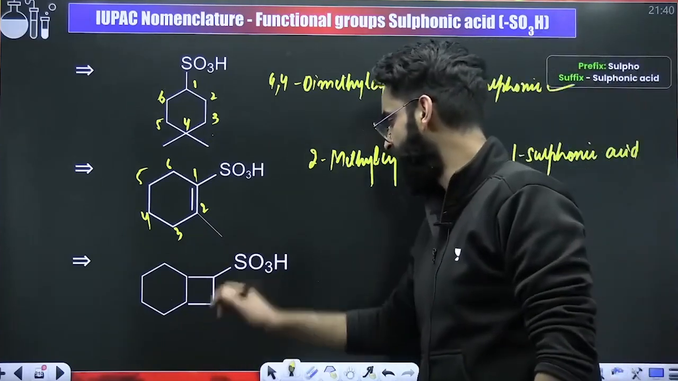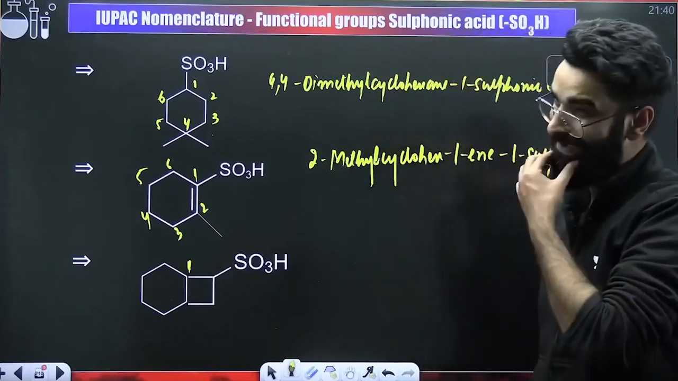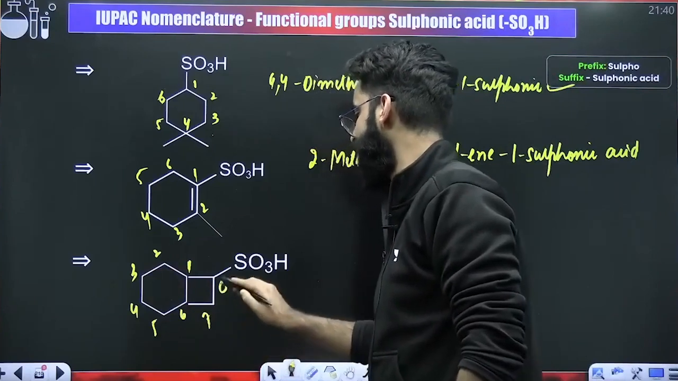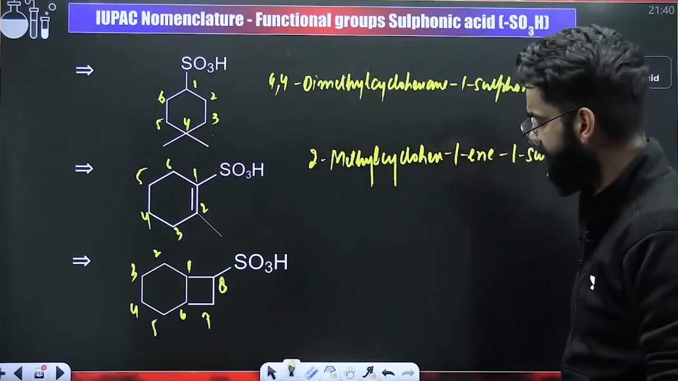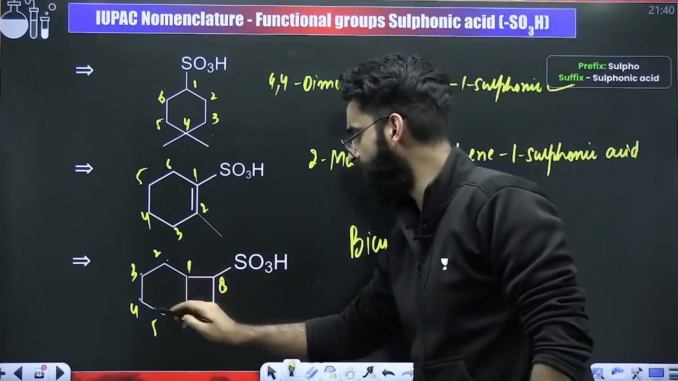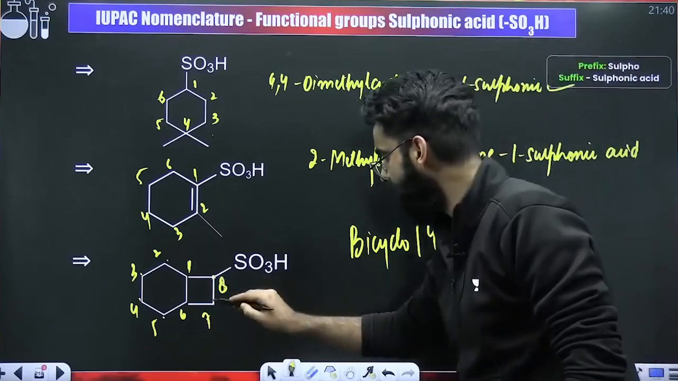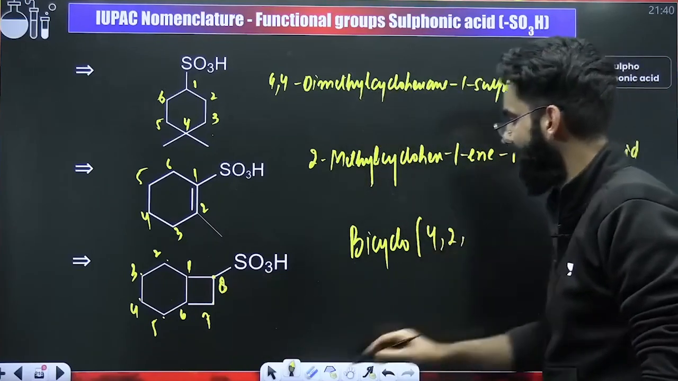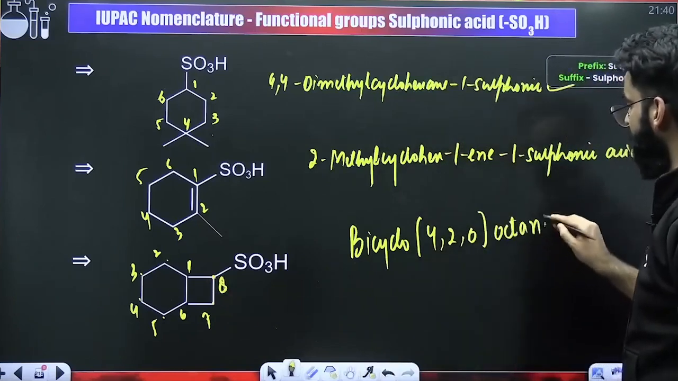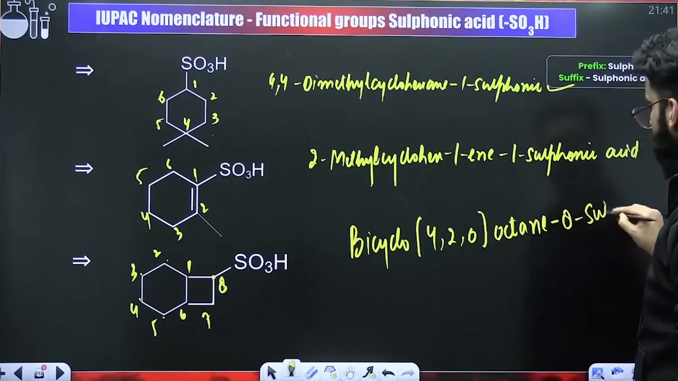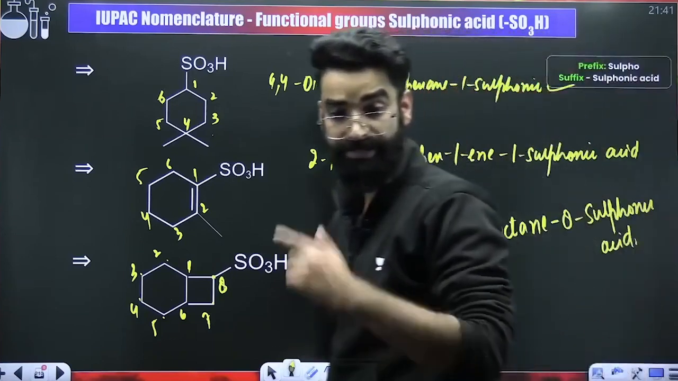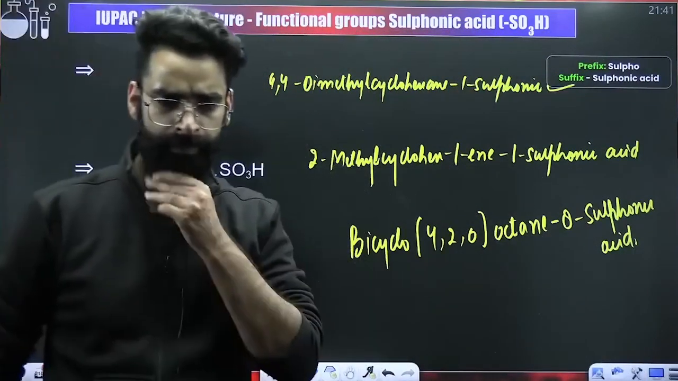It's bicyclo. Start with the bridgehead carbon. This is the bridgehead carbon. Start from here. Now, larger size ring to be prioritized. So 1, 2, 3, 4, 5, 6, 7, 8. So first of all, you write bicyclo. In the larger size ring, 1, 2, 3, 4. In the shorter path, only 2 carbon atoms. In the middle, no carbon atoms. So 4, 2, 0. Then there are 8 carbon atoms. So it's oct everywhere. Single bond octane. At carbon number 8, you'll write sulfonic acid. Correct?